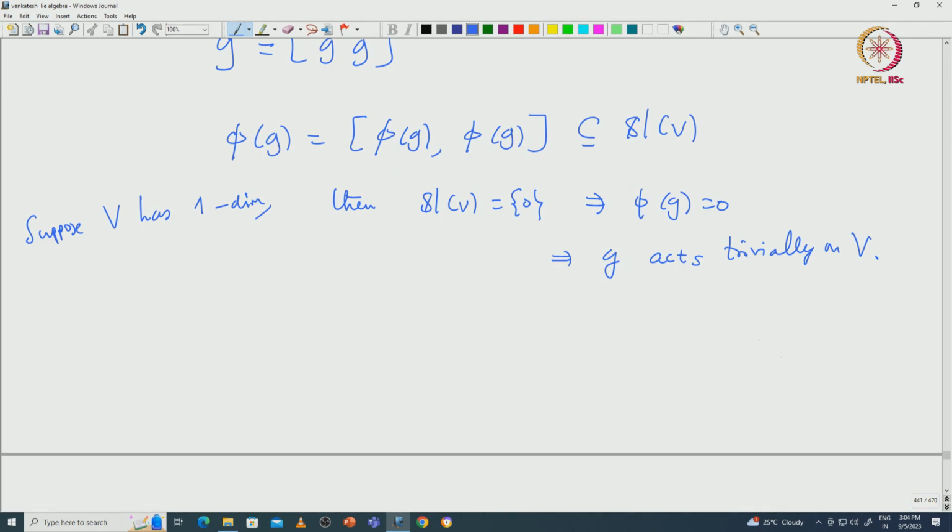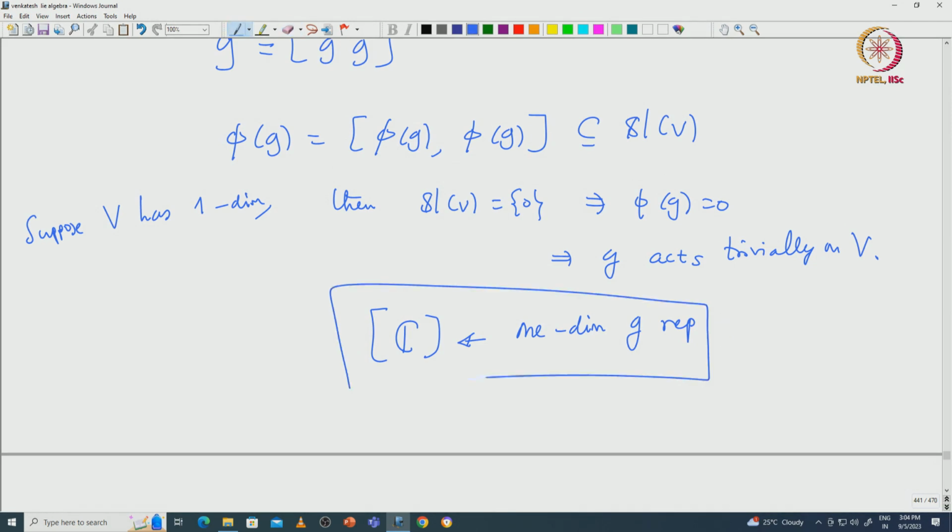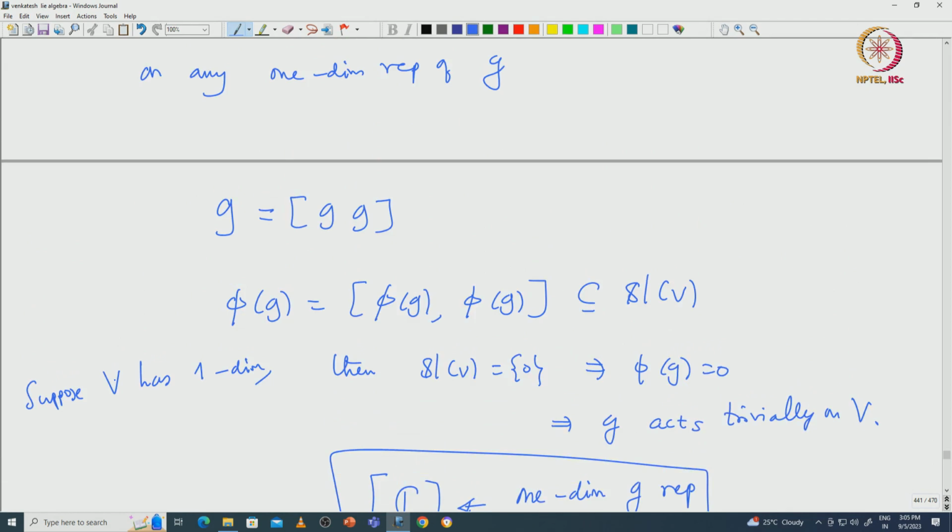Okay. Since G acts trivially on this one dimensional space, we already have this trivial action on the complex numbers, which is one dimensional. Up to isomorphism we denote that by just C. This is what we denote as the one dimensional G representation. So, with this remark I will stop now. I will continue with complete reducibility in the next class. Thank you.